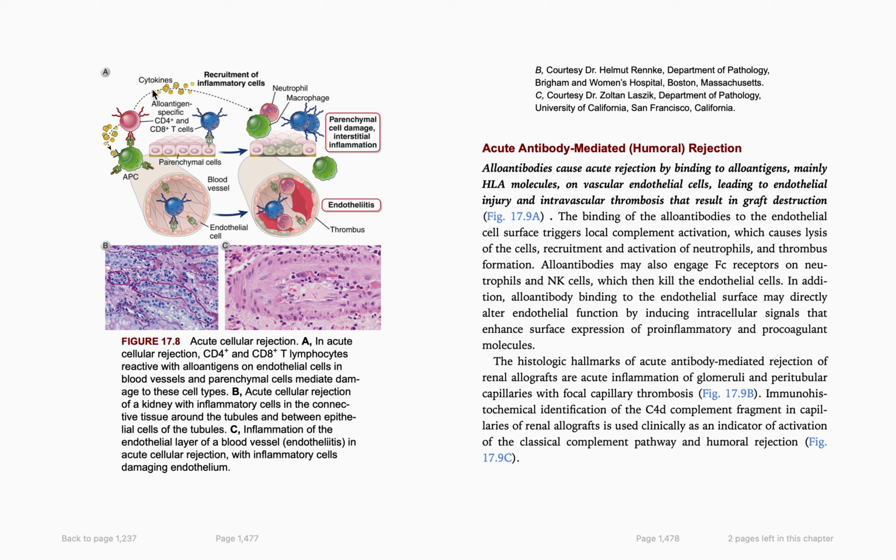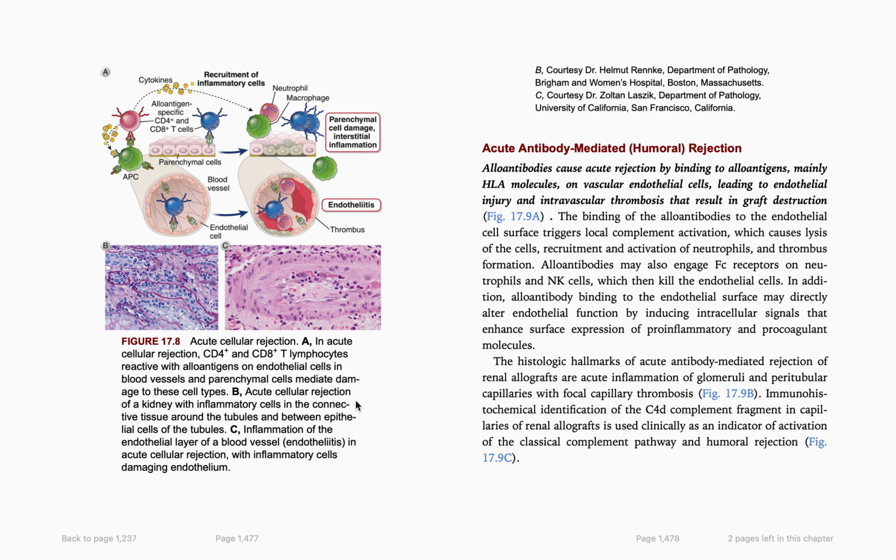So we have the diagram here. Figure 17.8, acute cellular rejection. A is an acute cellular rejection. CD4 and CD8 T lymphocytes reactive with alloantigens on endothelial cells in blood vessels and parenchymal cells mediate damage to those cell types.